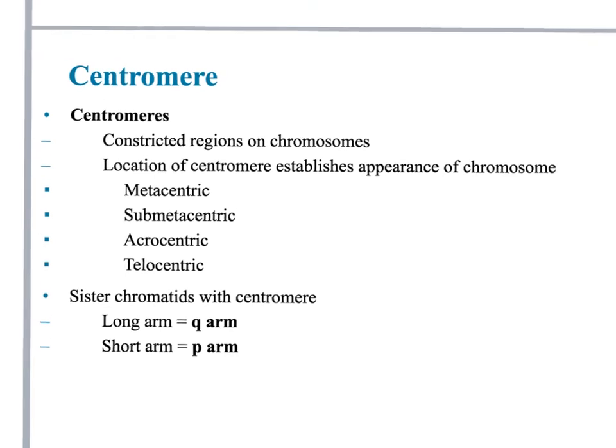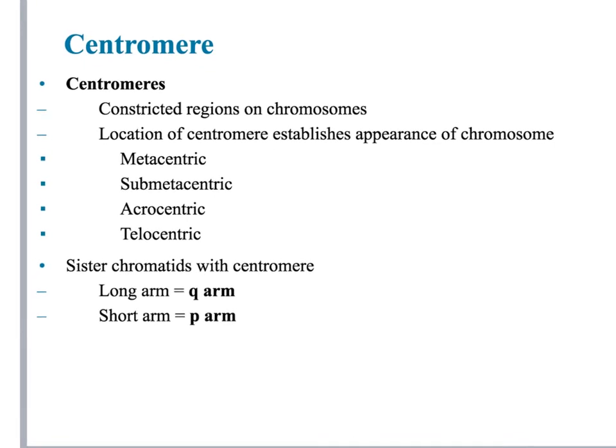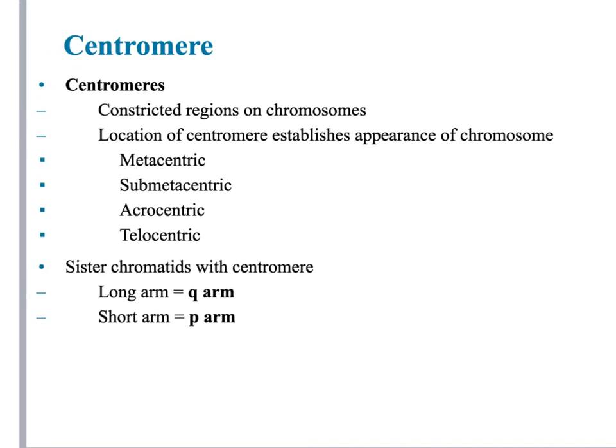And then our centromere is the constricted region on the chromosome. So that's the little knob when we saw our first chromosome, where we had the chromosome and then it had a little knob down there and then a little bit more. So that's the centromere, and it's a constricted region on the chromosome, and the location establishes what the chromosome looks like. So the centromere is not always in the exact same spot.